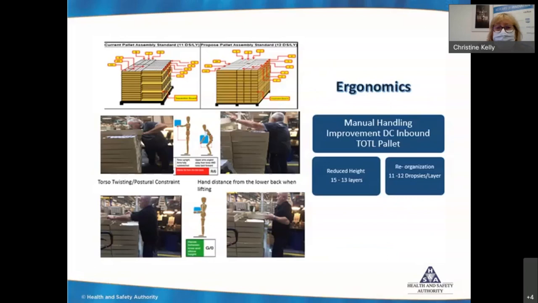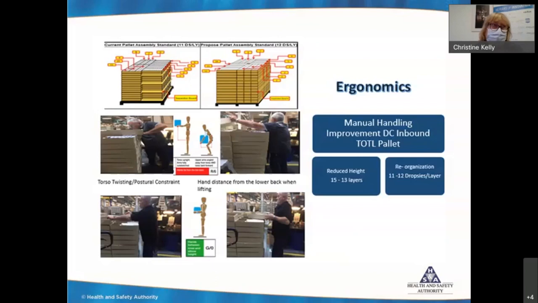I'll come back to that. This is just one example of a Kaizen in our distribution centre. We identified the risk factors. We had a pallet delivered from Asia, and it was piled too high. You can see I have an extract from the MAC tool on overreaching. Basically, we liaised with the people sending us the pallet and asked if they could reduce the height of the pallet.